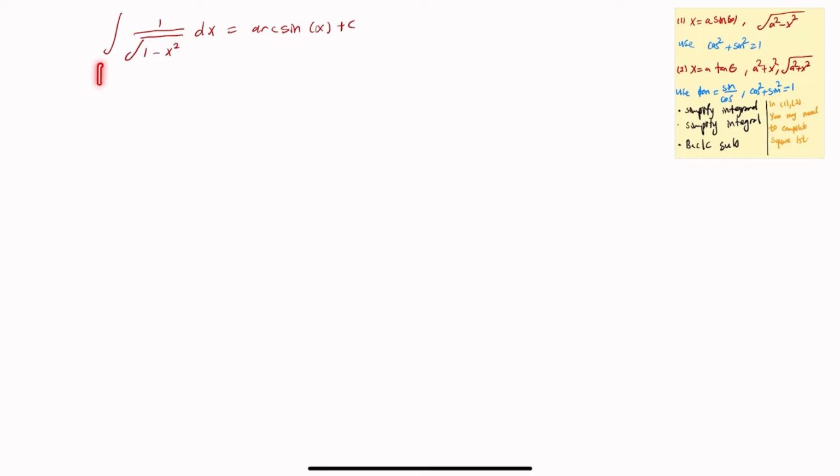Notice that this integral can be solved using a trig substitution. Specifically, this integral can be solved using sine substitution. So let's solve this integral. First, we have to determine what a is. Here, a is just equal to 1. Therefore, the substitution is going to be x equals a, which is 1, times sine of theta.